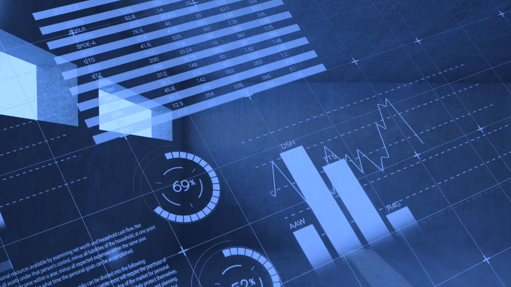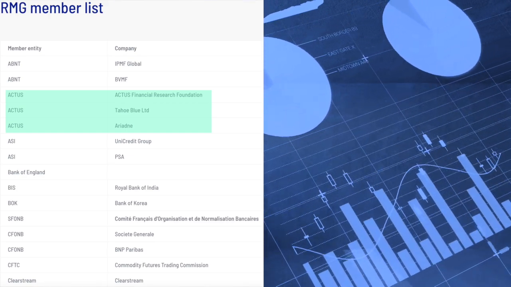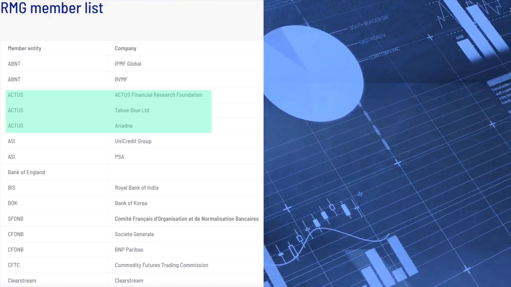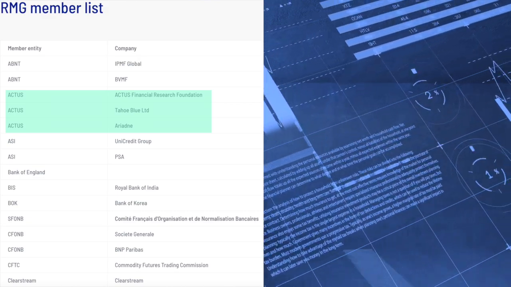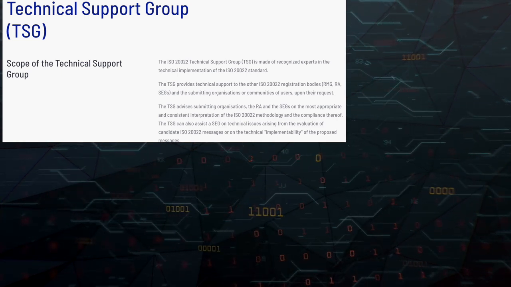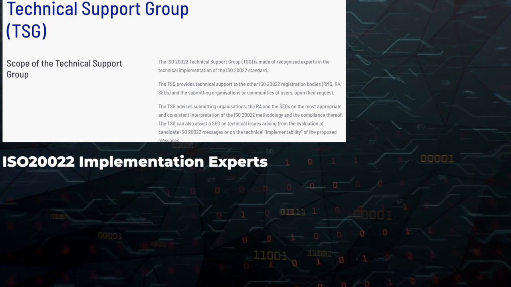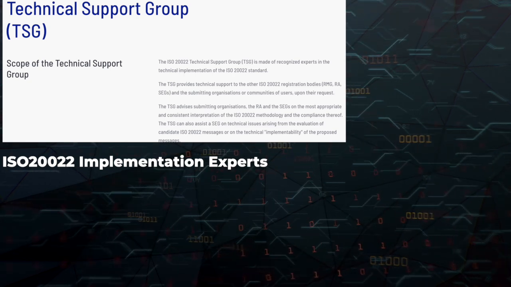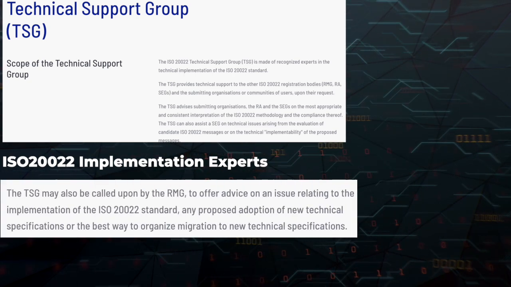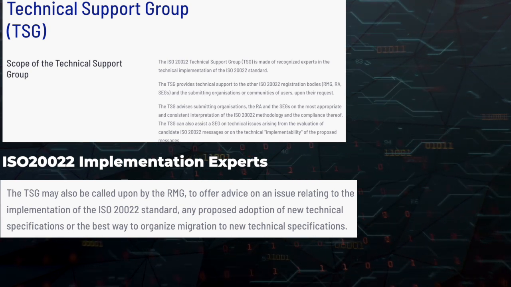But that's not all. We can also see that Eridane is listed here registered as a company under ACTUS. And again, this is the highest supervisory board of ISO 20022, so it's definitely saying quite a bit. There's also the technical support group, and this is pretty much what it sounds like. This is a group of recognized experts in the technical implementation aspects of ISO 20022. And one interesting thing about this group is that they can actually also be called up by the registration management group to offer advice on issues regarding implementation.